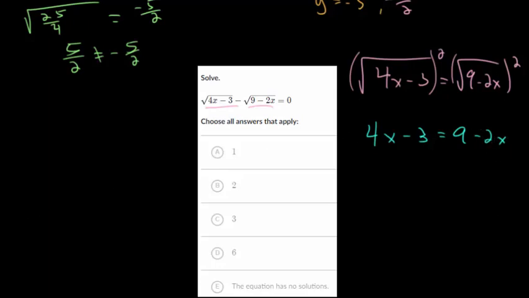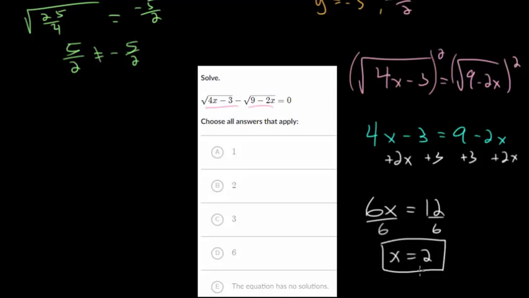Now, let's solve this linear equation. We could add 2x to each side, and we could add 3 to each side, so that we get 6x is 12. And then dividing everything by 6, we get x is 2. So now that we have an answer, we need to plug this back in and make sure it makes sense. So let's check this. We need to check that x does in fact equal 2.